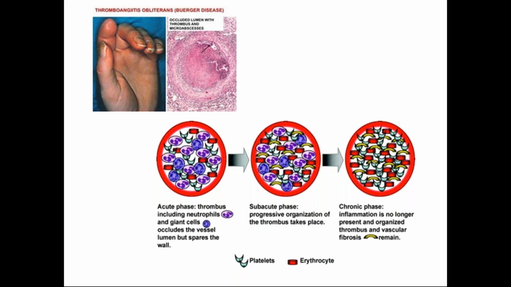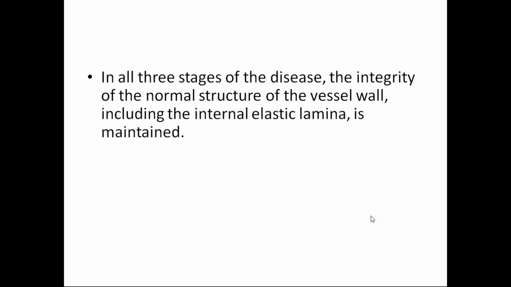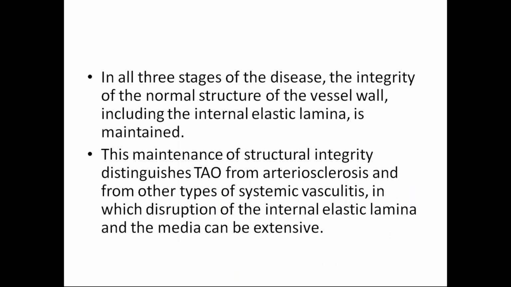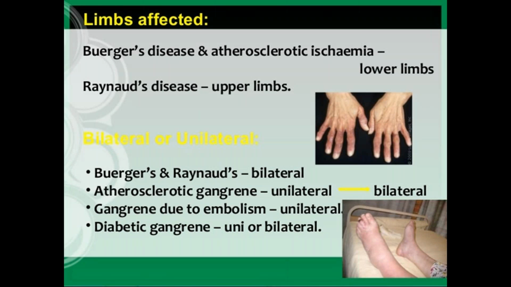So subacute phase, thrombus formation happens. Chronic phase, organized thrombus remains. Okay. So the vessel wall is typically maintained. Structural integrity is maintained. But in other forms of the diseases, structural integrity of the vessel wall is not maintained. Okay. So it can be bilateral or unilateral.